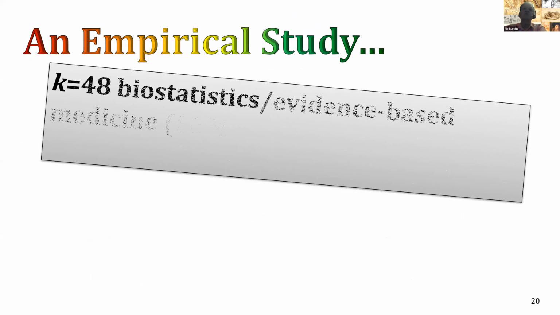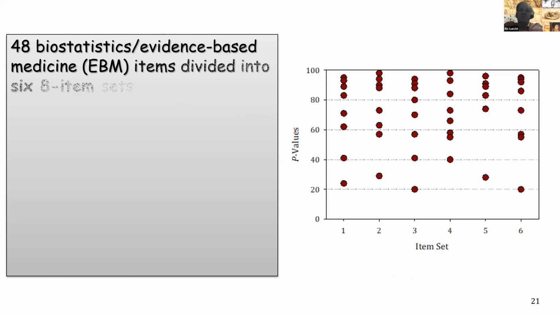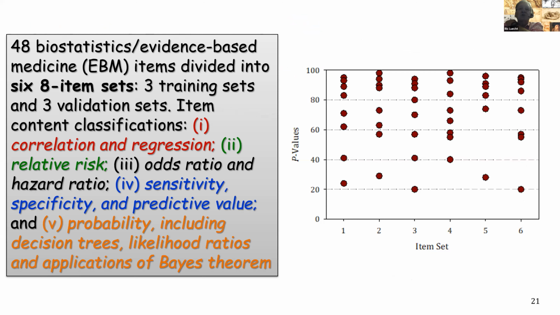Now, without going through a lot of the details of this study, we did an empirical study working with a company, a licensing exam that looked at biostats items. And fortunately, I had 3 really smart doctoral students who worked with me on this, and they had enough training in advanced stat that they were actually able to function as the SMEs in the study. And we spent quite a bit of time just trying to do a feasibility study. They each took on 3 training sets and 3 validation sets, and then actually served as each other's cross validation. So everyone did all 48 items in the end.